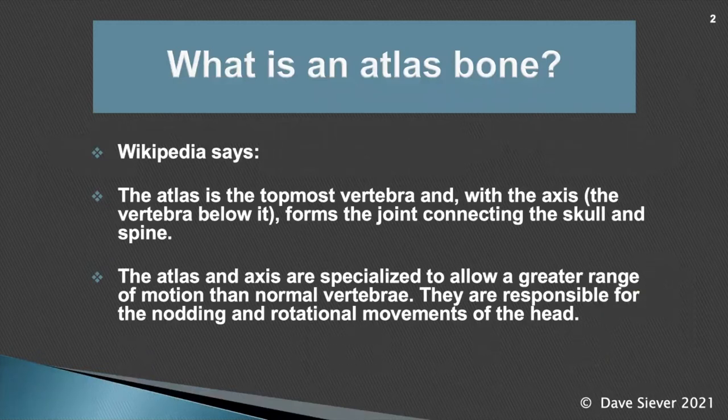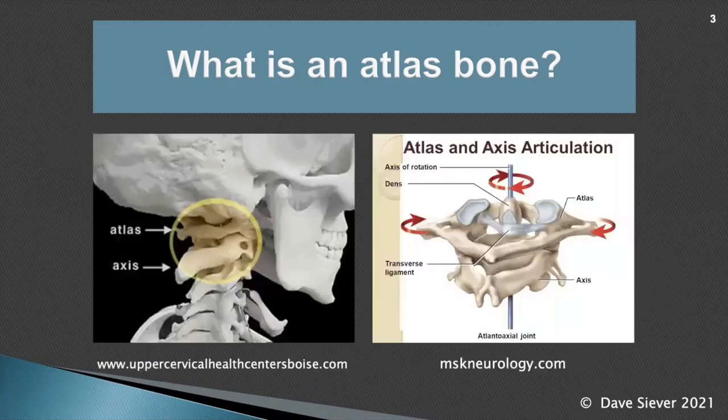Well, Wikipedia says that an atlas bone is the topmost vertebrae, and with the axis, which is the bone underneath, it forms the joint connecting the skull and spine. The atlas and axis are specialized to allow a greater range of motion than normal vertebrae. They are also responsible for the nodding and rotational movements of the head, looking left and right, up, down, and so on.